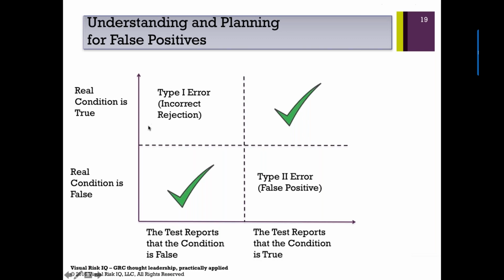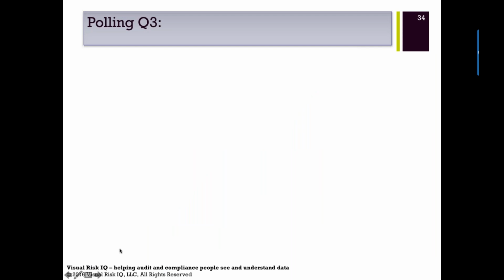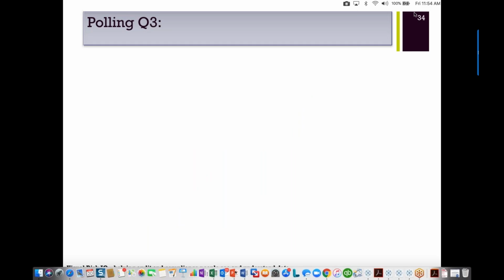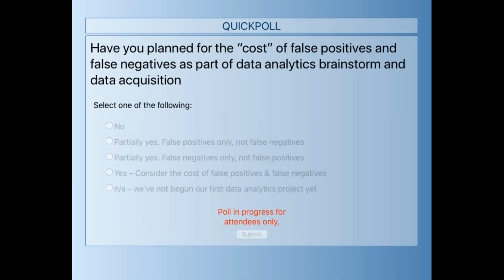So that brings us to our third polling question, and a real piece of advice that we have for everyone on the call today. And the question is, how much emphasis do you spend on false positives and false negatives? Have you planned for the cost of false positives and false negatives as part of your analytics brainstorming and your data acquisition and data normalization processes?